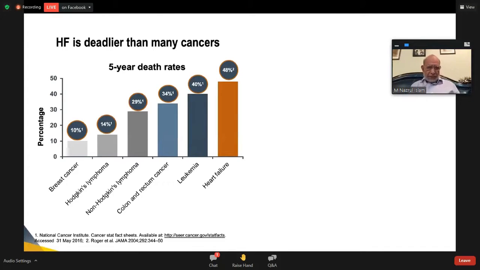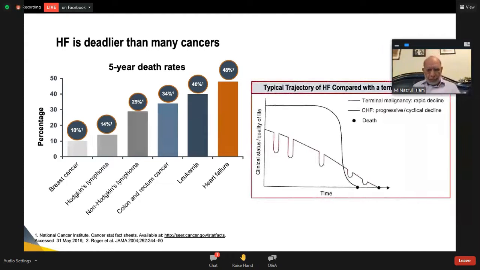Heart failure really is a very serious disease, sometimes more serious than cancer. In leukemia, you can see a 40% mortality rate, but above that, 48% is for heart failure patients. Another important aspect is the typical trajectory: initially the cancer patient may have a good life, but heart failure has a downgrading course from the very start, and ultimately both have a similar outcome at the end.